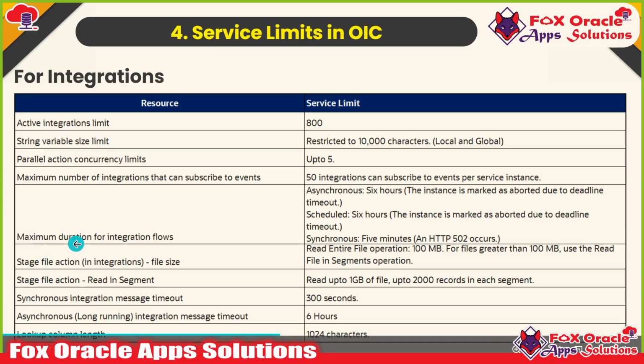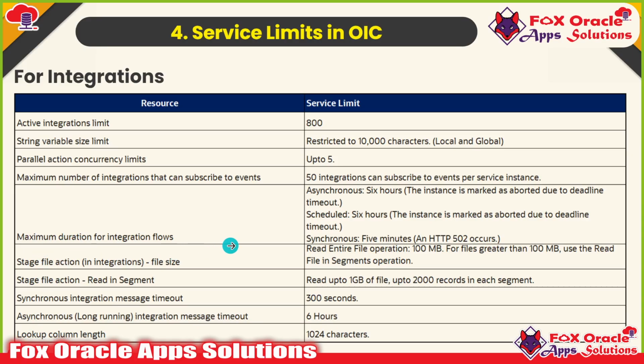For the stage file operation, if we have to read a file in OIC and the file is more than 100 MB in size, we cannot directly use the read entire file operation. In a stage file, we have the option of read entire file, which allows us to read the data or content of the file. If the file size is more than 100 MB, we cannot directly read it. That's why we have the read file in segments operation, which allows us to read file data up to 1 GB. So that's the obvious difference you can see.